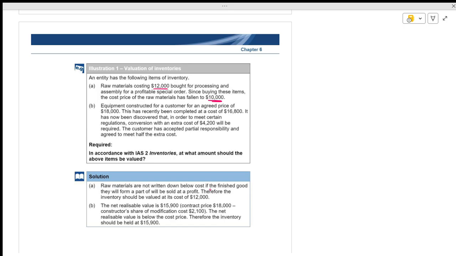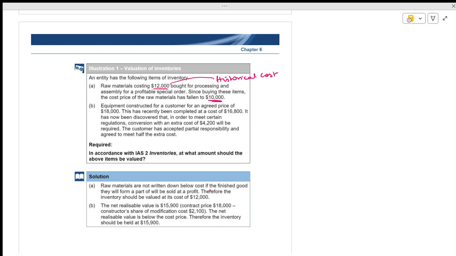Costing is how much? 12,000. It was bought for processing and assembly for a special order. Since buying, the cost has fallen. How much have you paid? You have paid 12,000. Understand the thing? The cost has fallen. Fine. We are taking this on the basis of what? On the basis of historical cost. Is it right? Historical cost.